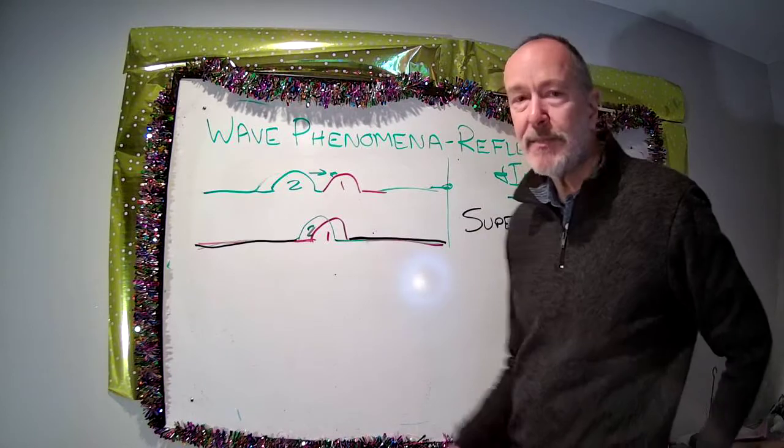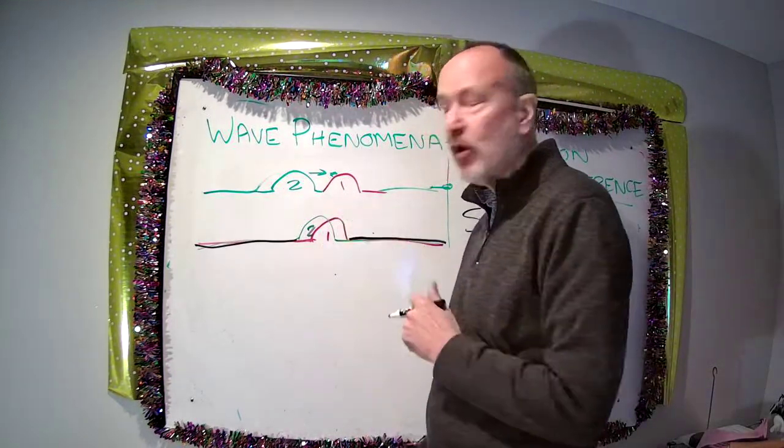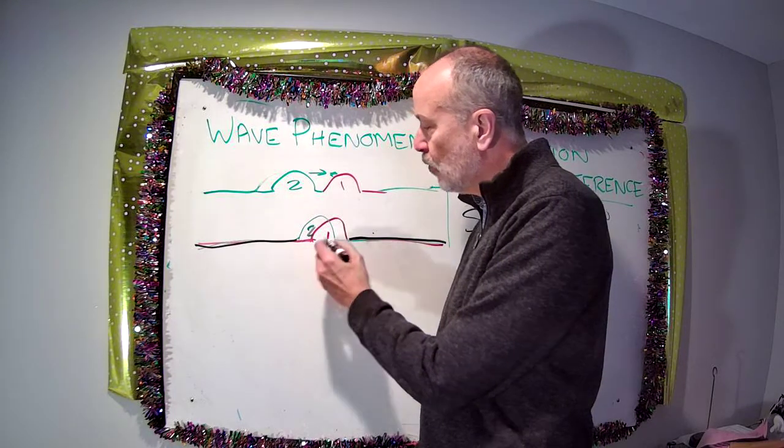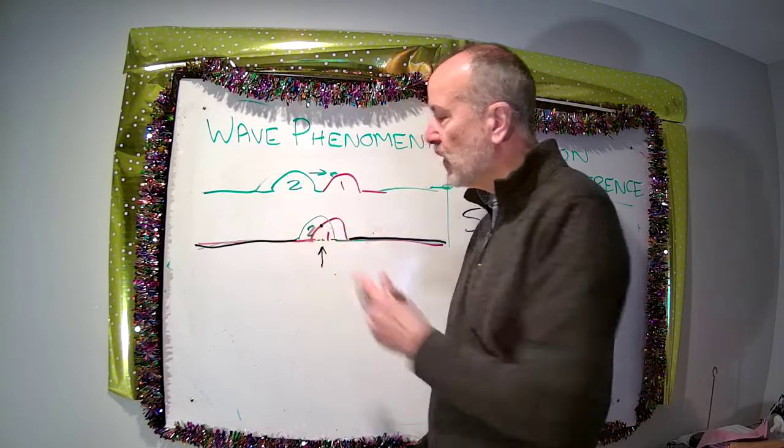Now what happens in the middle is kind of neat, because 1 is trying to pull the rope up. Let's just take this spot right here. 1 is trying to pull the rope up this far above equilibrium.